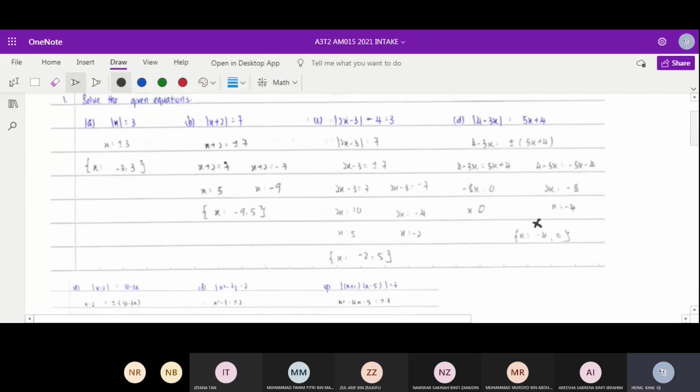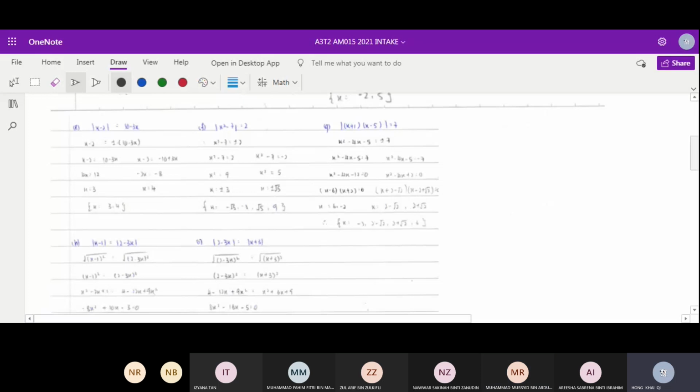So A to D, any questions? No. Then we go to E. I think it's the same. The first step, you need to change the modulus to the right hand side, it becomes plus minus bracket 10 minus 3x. Then you can solve it.